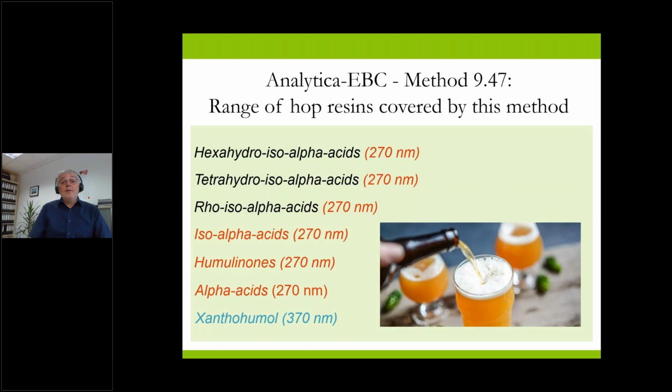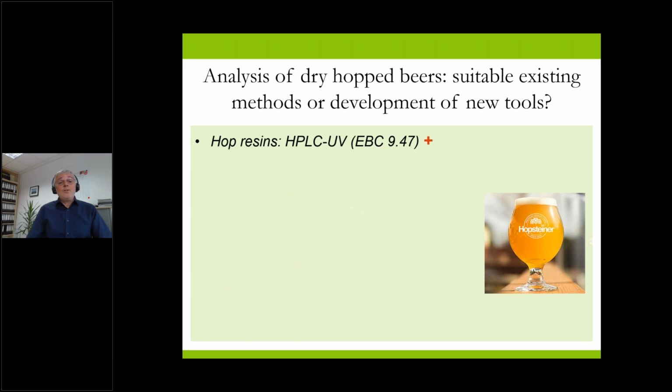As a summary, the method 947 is suitable not only for the hexa, tetra, and rho isoalpha acids and for the isoalpha acids, but also for humulinones and alpha acids. For all these compounds, you can use the method as it is, detection wavelength 270 nanometer. But if you are interested in analyzing xanthohumol, you have to detect at 370 nanometer. So the first question is answered now.